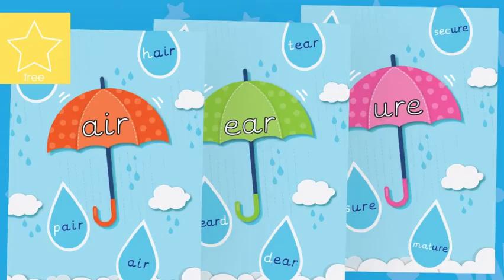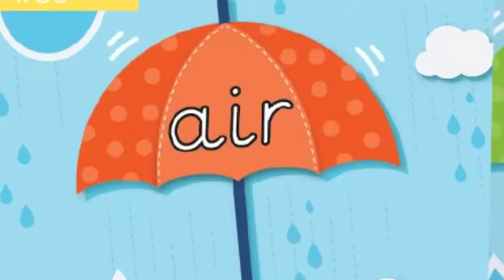As I said yesterday, this week we are going to be learning three different trigraphs. What's a trigraph? Well done. It's a sound with three letters in it. So yesterday we learnt the trigraph ear, and today we're going to be looking at the sound air. The trigraph air is made up of the three letters A, I and R.